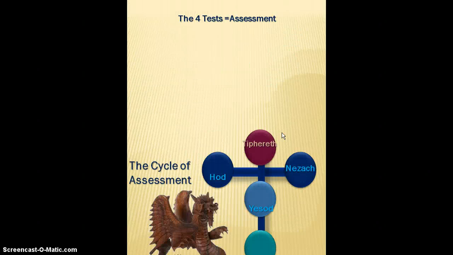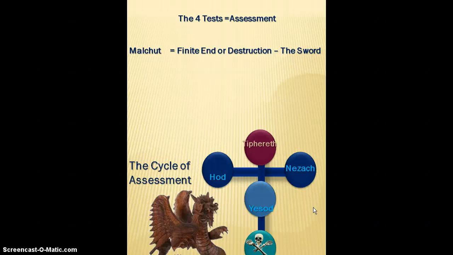These 4 tests also correspond to the 4 lower sefirot on the Kabbalah: Hod, Netzach, Yesod, and Malkut. In Malkut, we find, just as we discussed in the Kabbalah session on potential, that Malkut is the finite end of something. It is its last state, right before it peters out. It is its end, its destruction. So rightfully, Malkut is the test of death.